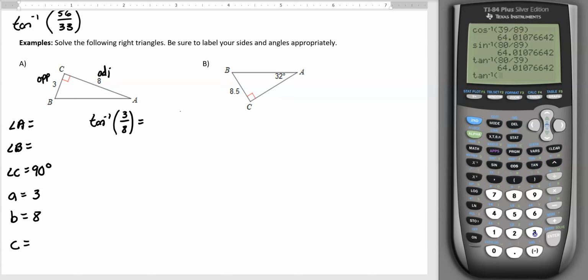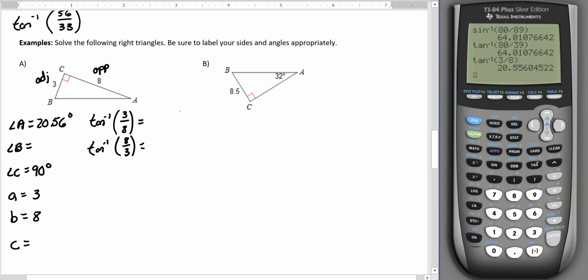let's put that in our calculator, 3 divided by 8, 20.56 degrees for angle A. Now, what does that mean angle B has to be? Well, it should be right around, what, 70 degrees, 69 point something here. Let's see if we get that, because angle B would be tangent inverse of 8 would be my opposite side, right? This would be my opposite, and this would be my adjacent for angle B. So let's do tangent inverse of 8 over 3 and see if we get that around 69 point something here.